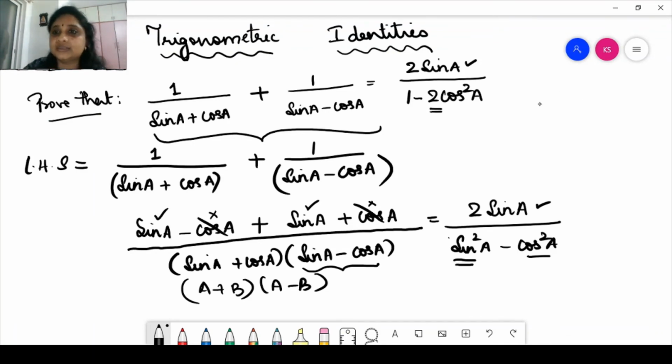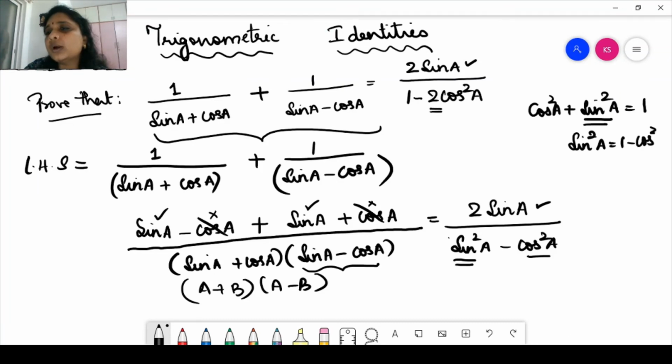We have an identity, right? We have the relationship between cos A and sine A. That's cos square A plus sine square A is equal to 1. I want to write sine square A in terms of cos square A. So what do I do? I write this as sine square A is equal to 1 minus cos square A. So this identity I'm going to substitute here.